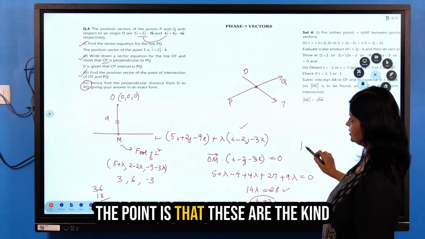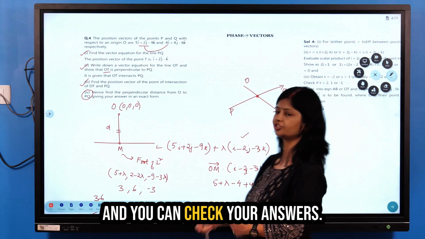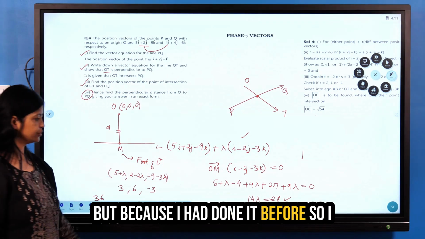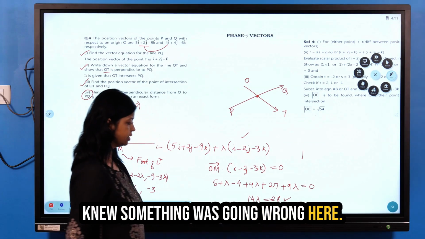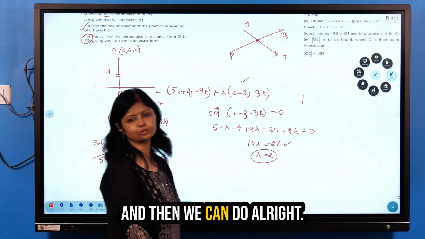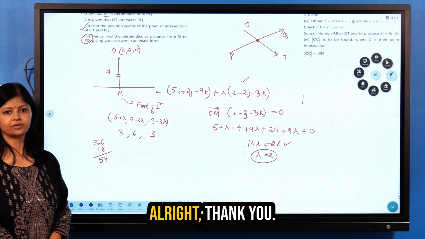Take care. The point is that these are the kind of errors you can expect, and you can check your answers. Because I had done it before, I knew something was going wrong here. So you can find the PQ vector and then we can do it. All right, so that's it. Thank you.